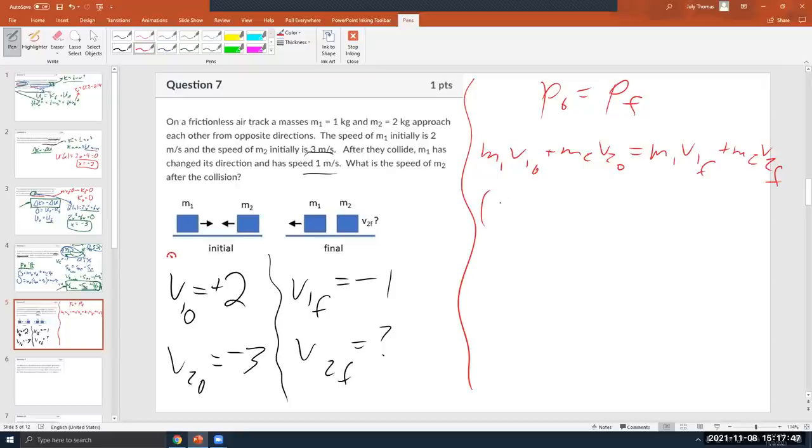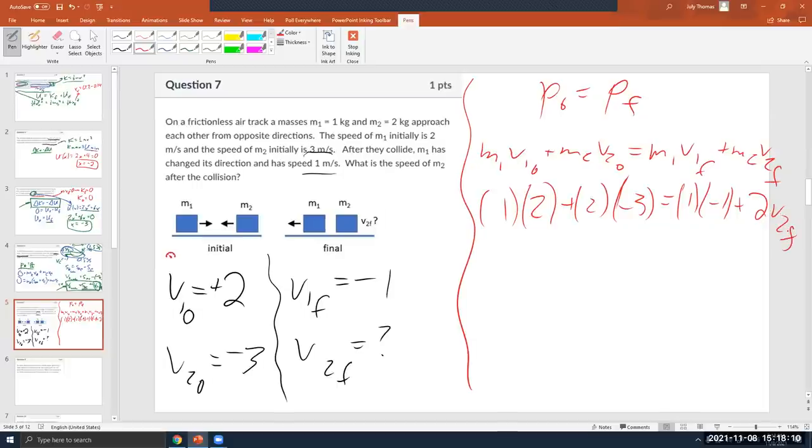And if you wanted to solve this problem, you plug in your masses and plug in your velocities. 1 times 2 plus 2 times negative 3 equals 1 times negative 1 plus 2 times V2 final. That'll give you negative 6, negative 4 plus 1, negative 3. So V2 final is negative 3 on 2.